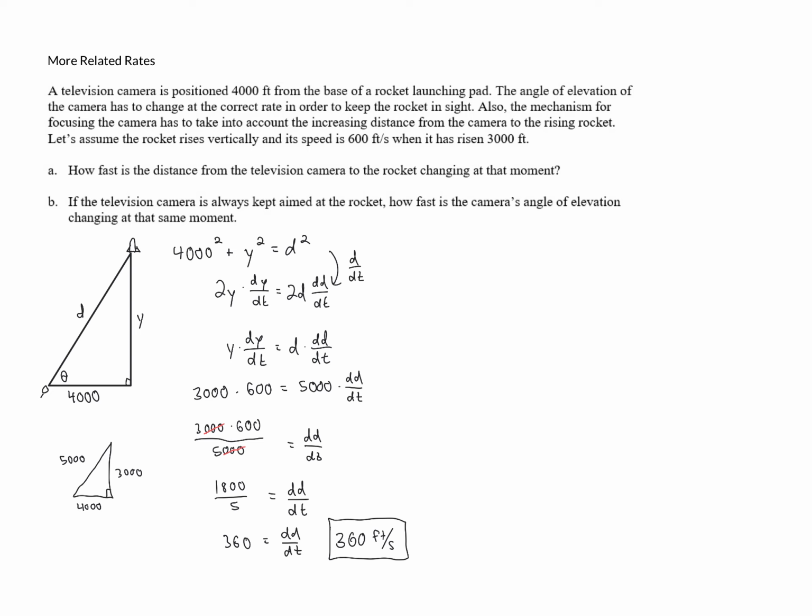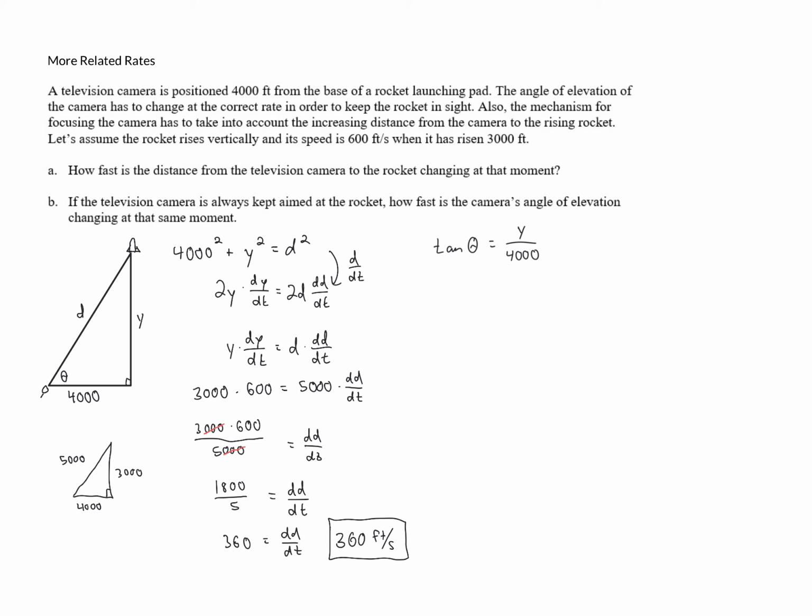And specifically, we want to relate this to dy over dt because that's a rate of change we have. So we need some sort of a relationship between y and theta. And we don't want to include d because that's going to complicate things. So it'd be really nice to involve 4,000. And if we want to do that, then we can see the relationship that's going to work out nicely as tangent. Specifically, tangent theta is equal to y over 4,000.